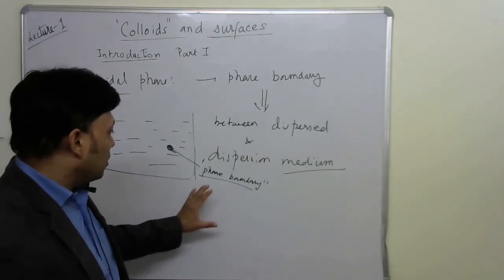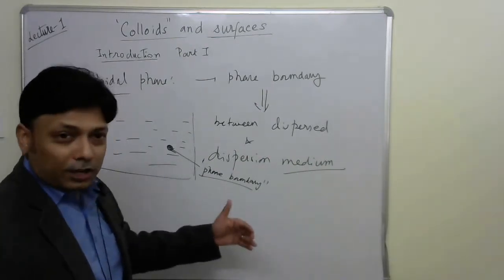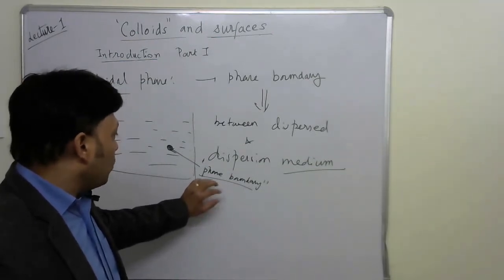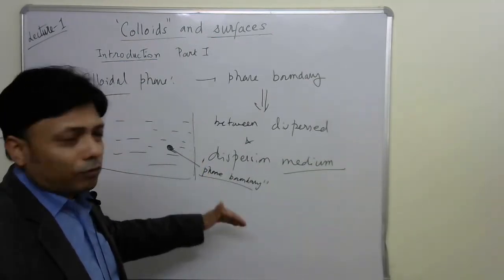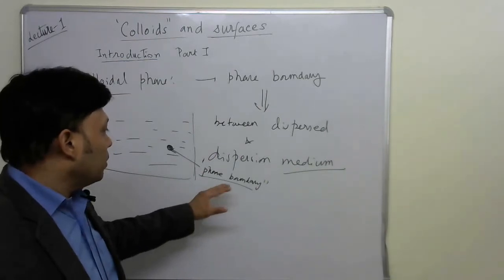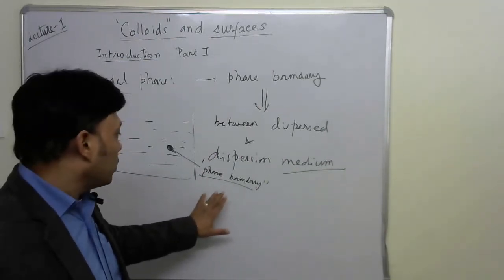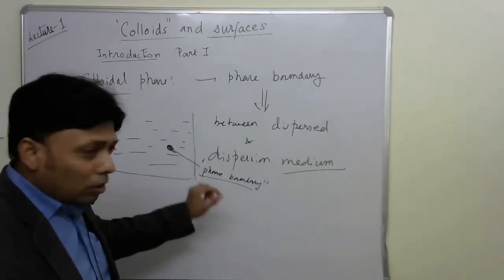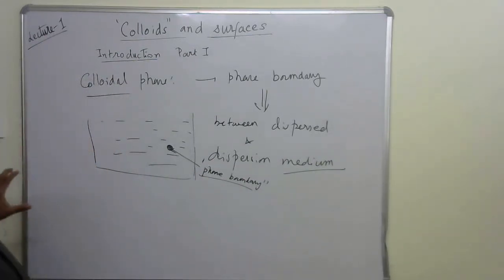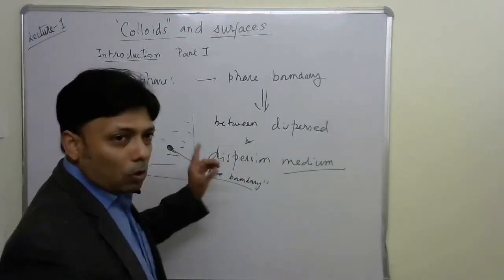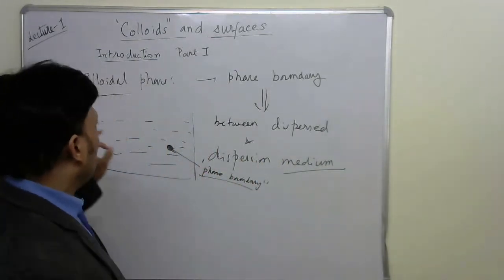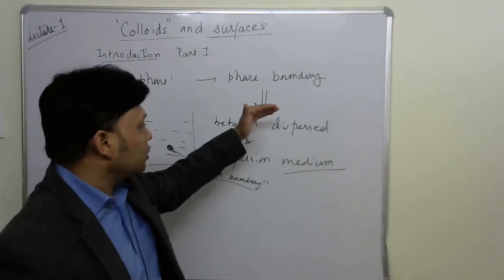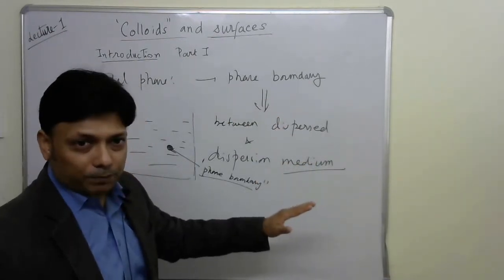Now, in the next lecture I will talk about how this phase boundary can be differentiated into whether we call it a surface or an interface. We will talk about that later, and also in the next lecture we will try to learn a classification of the colloidal system based on the two mediums, the dispersed medium and the dispersion medium.